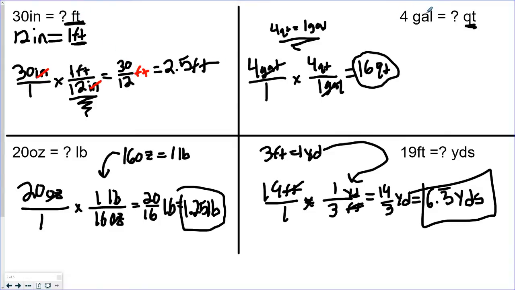Well, here, it's the opposite. Gallons is the bigger unit, quarts is the smaller unit, so I'm going to end up multiplying by my conversion factor. 4 gallons times 4 quarts is 16. Here, ounces is smaller than pounds, so I end up dividing 20 by 16 to get 1.25. And here, feet is smaller than yards, so I end up dividing 19 by 3 to get 6.3.